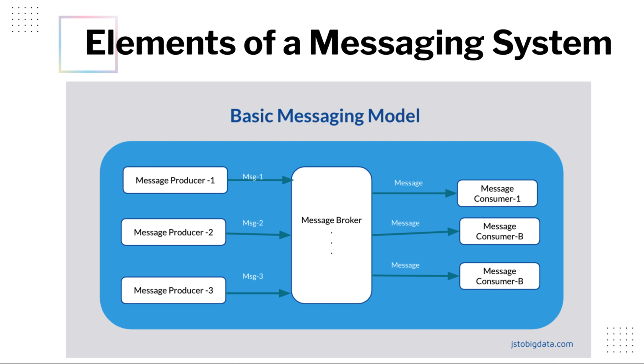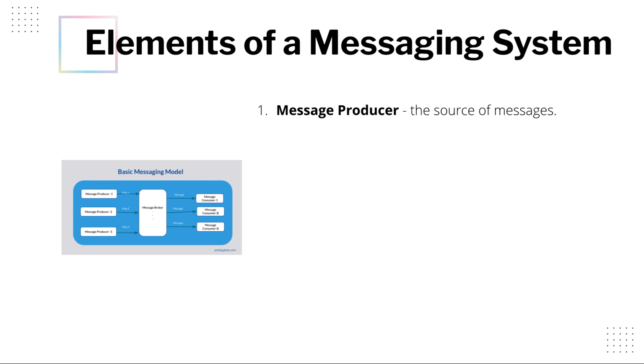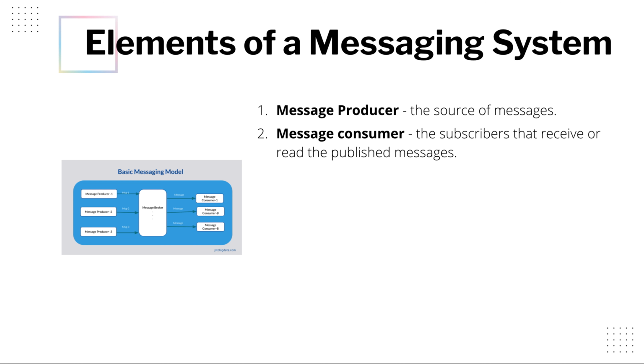So in general, you can see there is a producer that sends a message to a consumer via message broker. A producer can send a message to one or more destinations, that is consumers. So in general, there is a message producer which is the source of messages. It sends messages to one or more destinations such as queues or topics. And then there is message consumer. The message consumers are the subscribers that read or receive the published messages and process them.